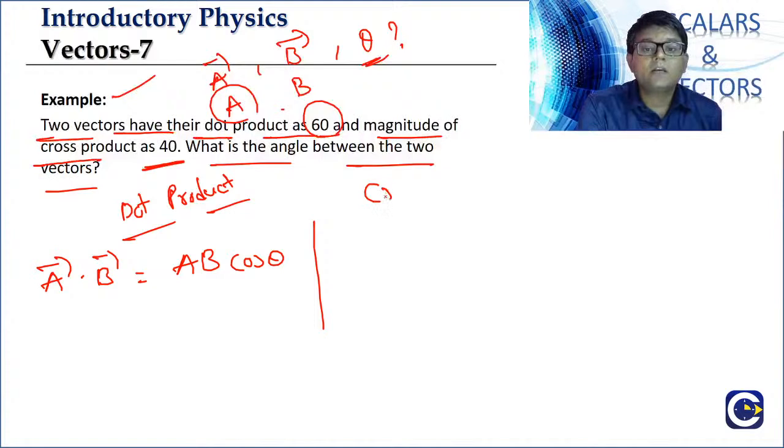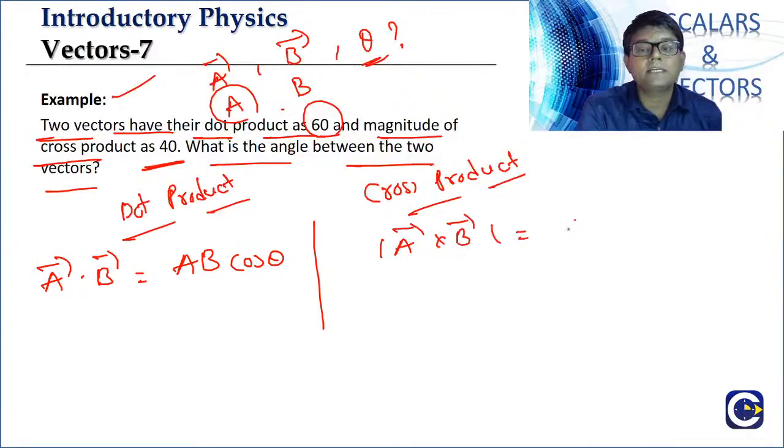And the cross product, what have they given? The magnitude of the cross product, what is it? A into B into sin theta. This is given to us, right?